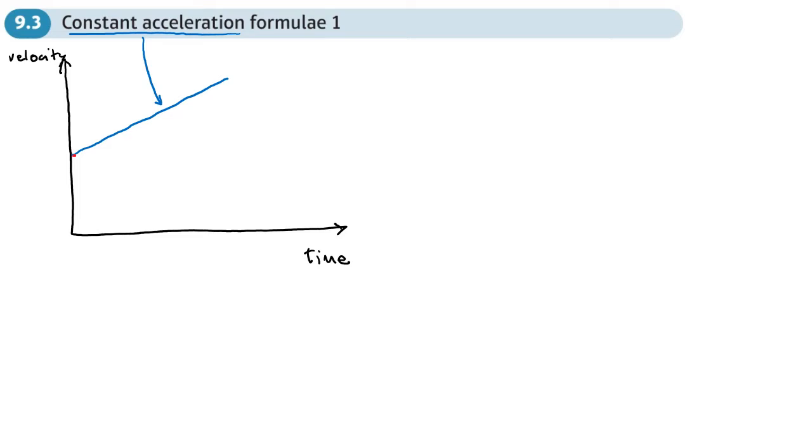And what I'm going to do, I'm going to call this velocity here u, and I'm going to call this velocity here v. Now in mechanics, in maths, and also in physics as well, these are standard letters that we use. So here we've used the letter u to stand for the velocity at the start, what we call the initial velocity. So we normally use the letter u when we're talking about the velocity at the start.